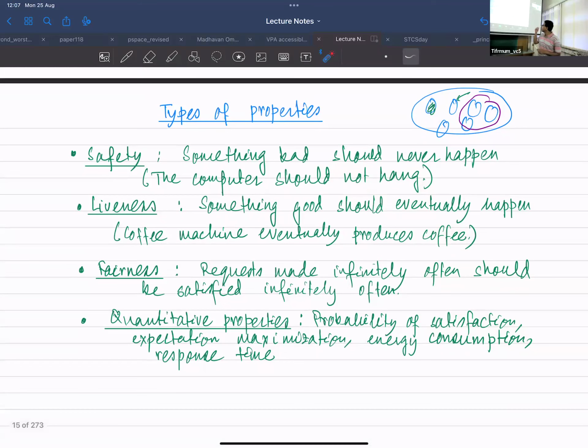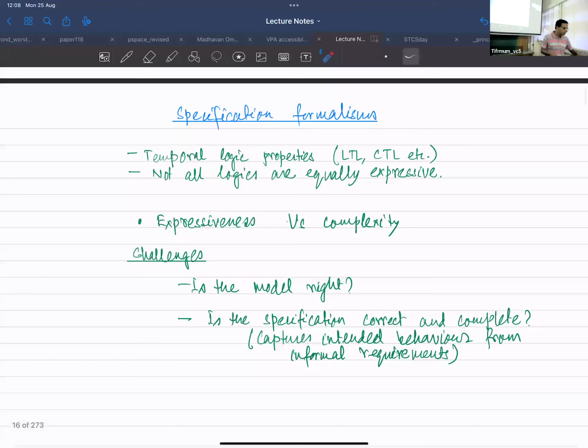And there can also be things like energy consumption and response time. So these are all examples of quantitative properties.